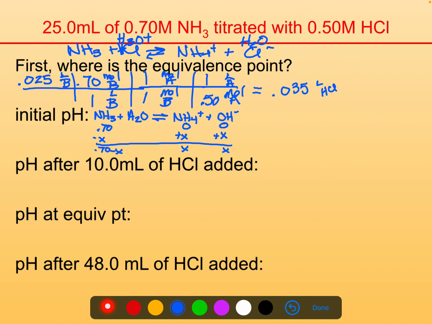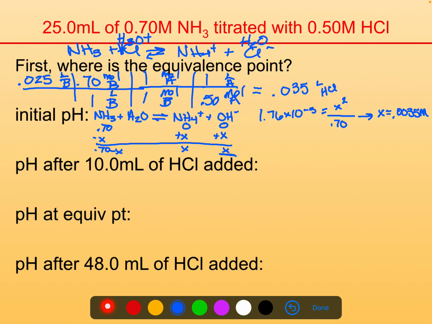So if we were to look up ammonia's Kb value, it is 1.76 times 10 to the negative fifth. That would be equal to X squared on top from our products, and we can ignore X and just use the 0.70. If we multiply by 0.70 and take the square root, we're going to get that X is equal to 0.0035 molar. And that is equal to our hydroxide value.